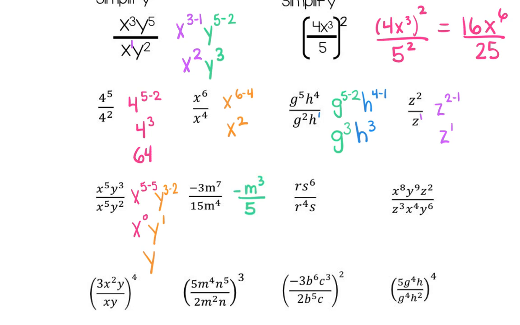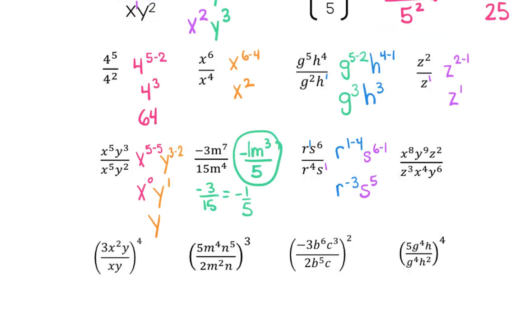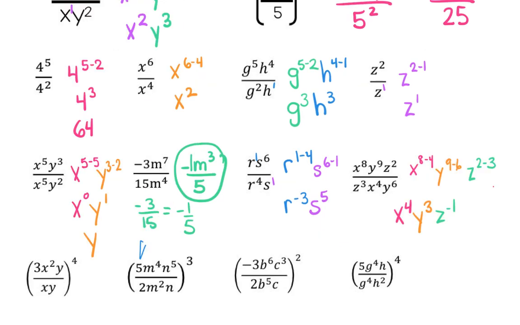In the next practice problem, negative 3/15 simplifies to negative 1 over 5. So that is a 1 in the numerator, a 5 in the denominator. M to the 7th divided by m to the 4th ends up being m to the 3rd. R s to the 6th divided by r to the 4th s. This is r to the 1 minus 4, which is r to the negative 3rd power, s to the 6 minus 1, which is s to the 5th power.